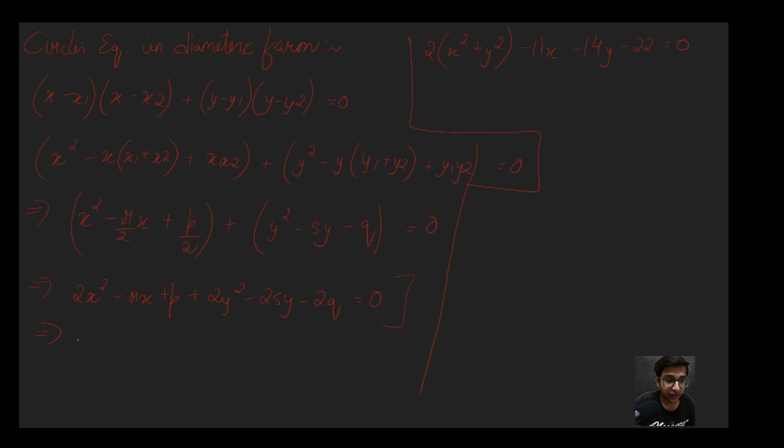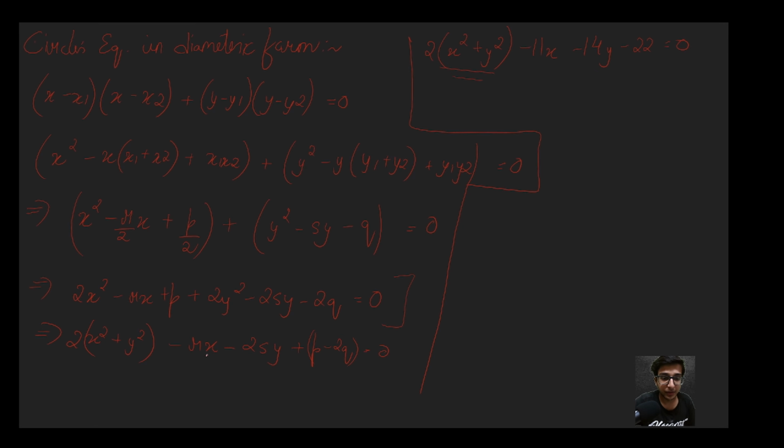So from here, what do we get? 2, if I take common, we are going to get x square plus y square, as it has been given in this one, minus rx minus 2sy, so plus p minus 2q is equal to 0. So this is what we are getting.